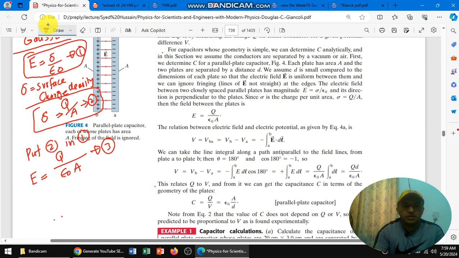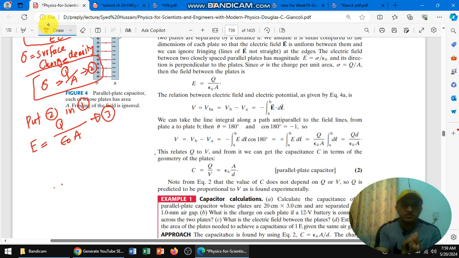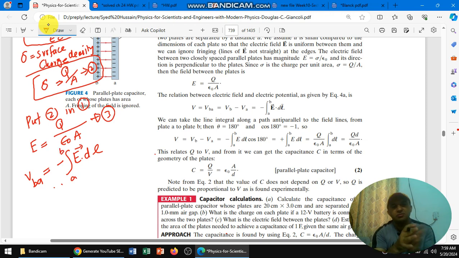Okay, so this is equation number 3. If we want to find the potential, we use the relationship between electric field intensity and electric potential from chapter number 24. The potential difference VBA is equal to minus the integral of E dot dl, the line integral from A to B. In chapter 24 we discussed this in detail. Now we put in the value of the electric field intensity, but before that we solve for E dot dl.